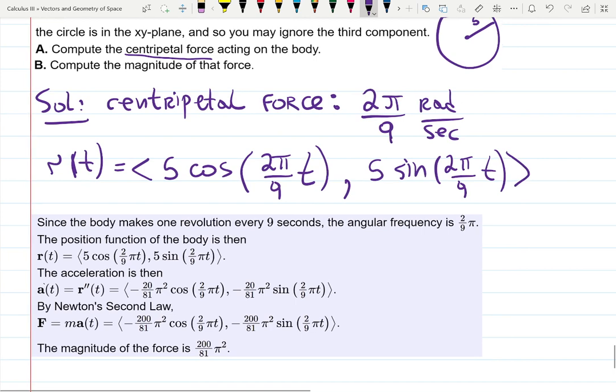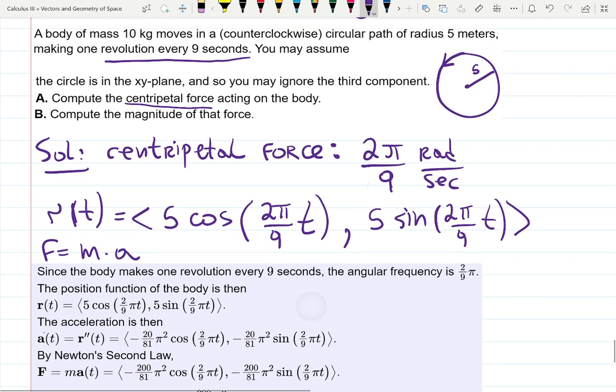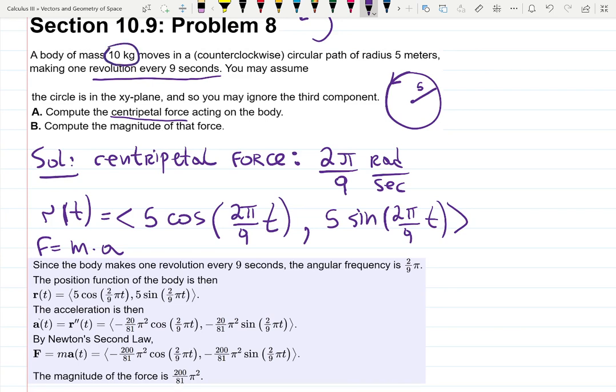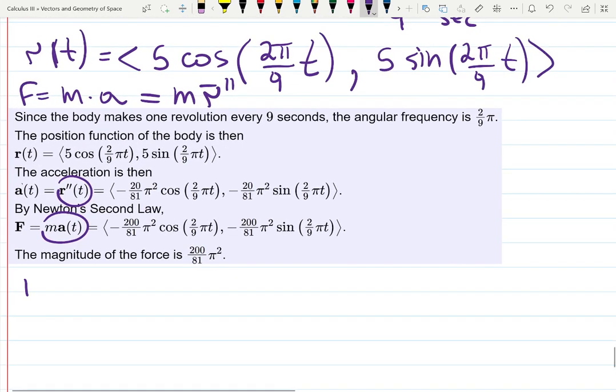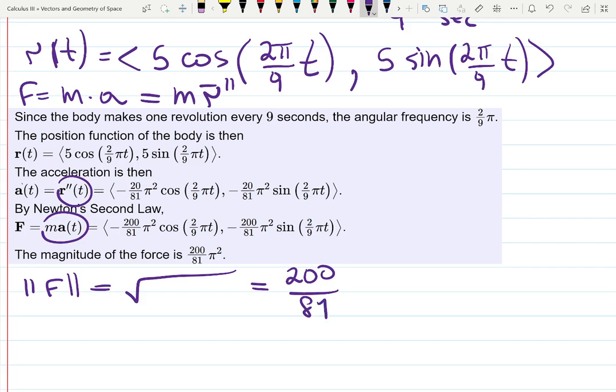But now they want us to find the centripetal force, which is F. So F is m times a. They gave us how heavy the object is. So if you are 300 pounds, that will be different than 100 pounds, right? When you are on the roller coaster. So you need to find a, just like we found before, it's going to be mass times second derivative of the r you just found. So find the second derivative, multiply by m, and then find the magnitude of F. And it's again the square root and so on. 200 over 81 pi squared.